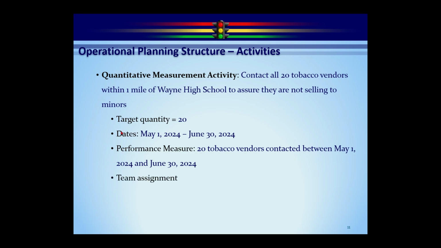And then again, we're going to do team and partner assignments. And as you can imagine, our measurement is pretty simple. How many vendors did we contact? So those are the 3 activities that will get us to the objective, we believe.